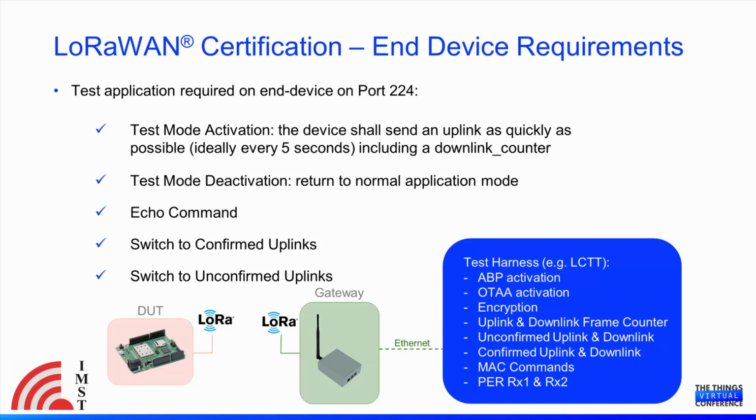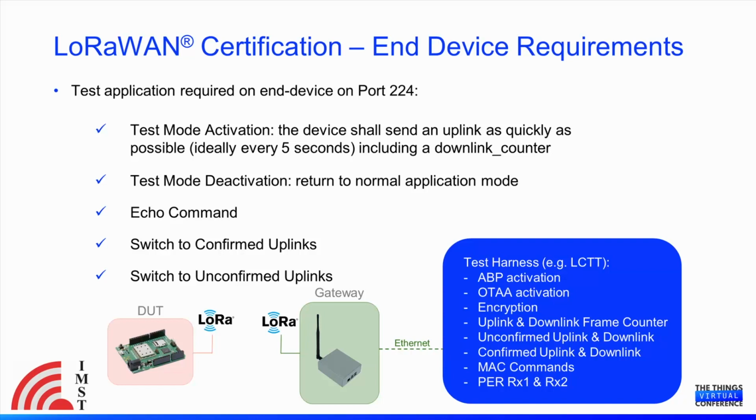When the test mode is activated, the end device shall disable the duty cycle restrictions and send an uplink as quickly as possible, for example every 5 seconds. The uplinks should include as payload a downlink counter, which is incremented with every downlink received by the test application layer. Thanks to this test application, the test house can run several tests to ensure the correct LoRaWAN behavior.